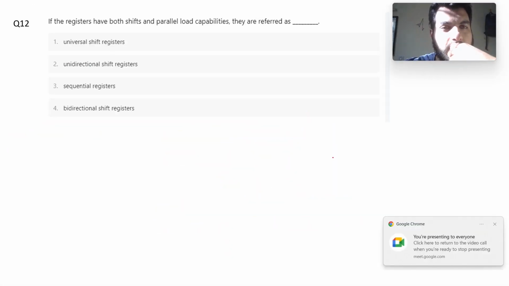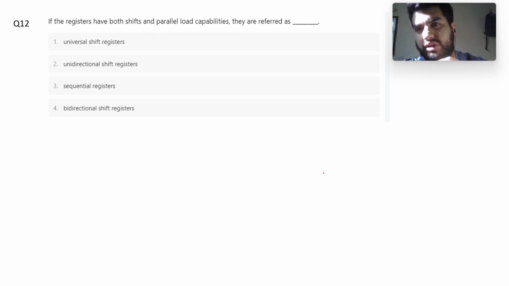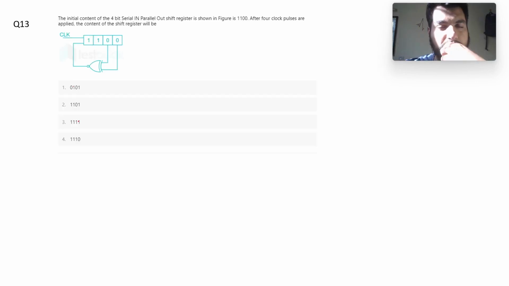Now question 12 is a theoretical question. It asks, if the register has both shift and parallel load capabilities, what it is referred to as. The register which has both parallel load and shift capabilities is referred to as a universal shift register. So you must be knowing that. Let me quickly skip to the next question.